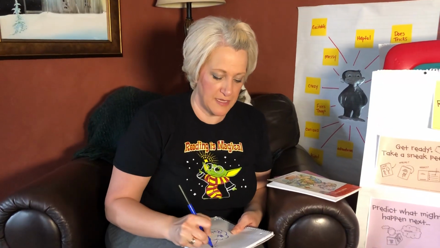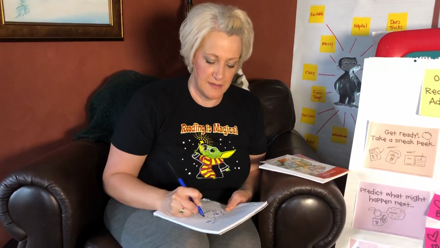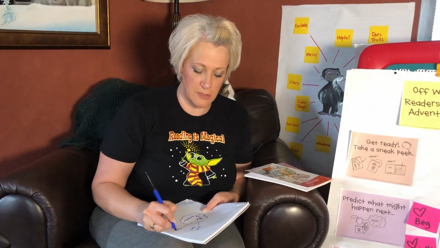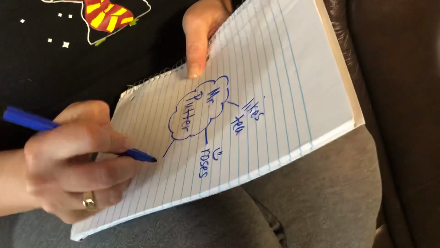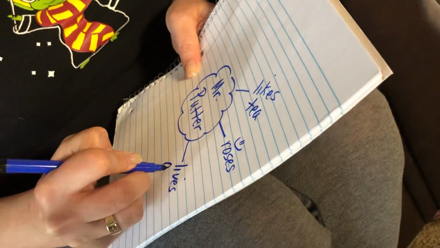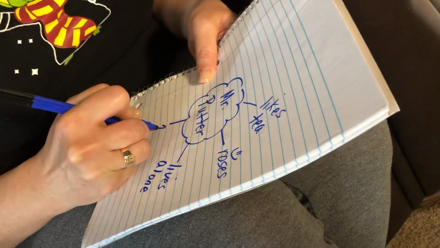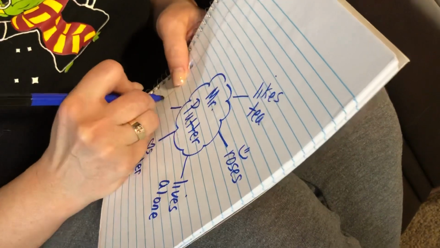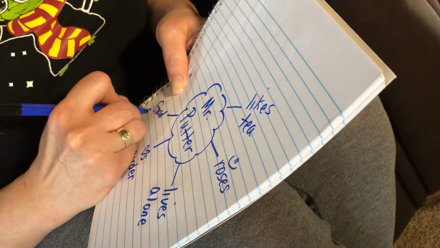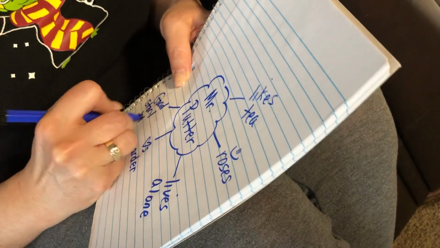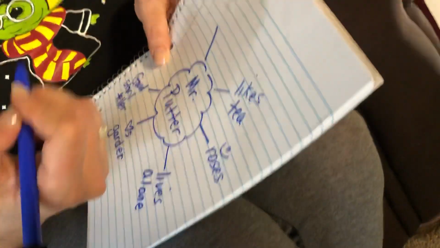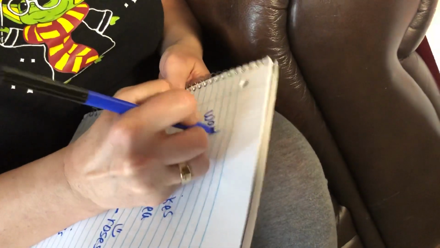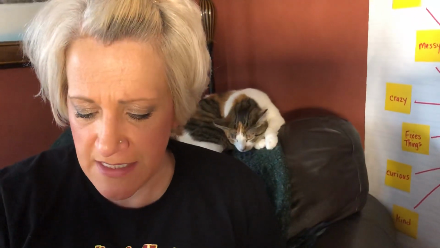Well, I know that he likes tea. I know that he likes roses. He lives alone. He loves to garden. He's really good at telling stories. And something that I learned in the end is he wants a cat. And why does he want a cat? Because he's tired of being alone.